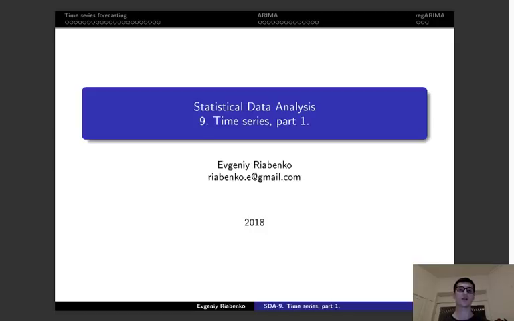We're going to discuss the basics of time series and how forecasting is typically done in the econometrics approach.